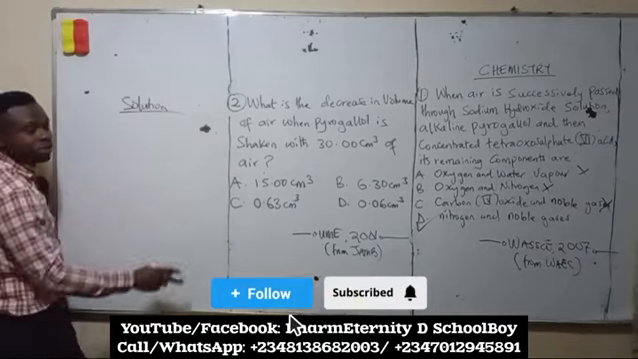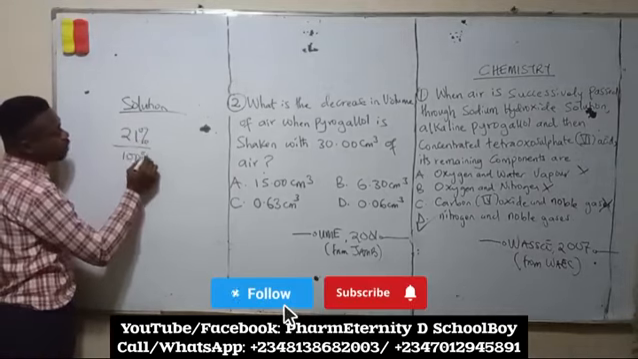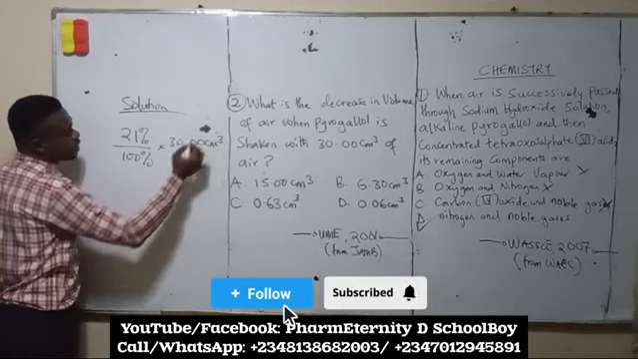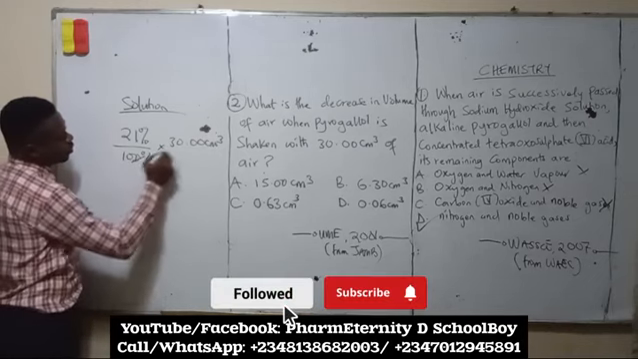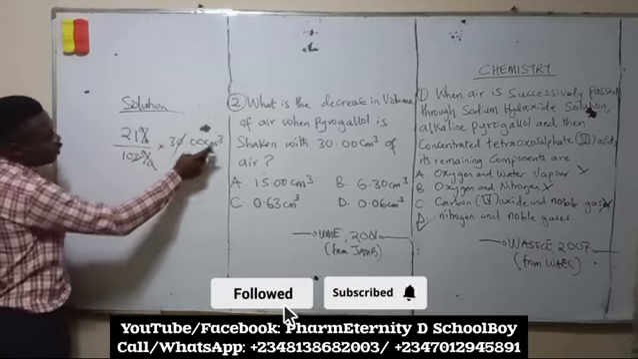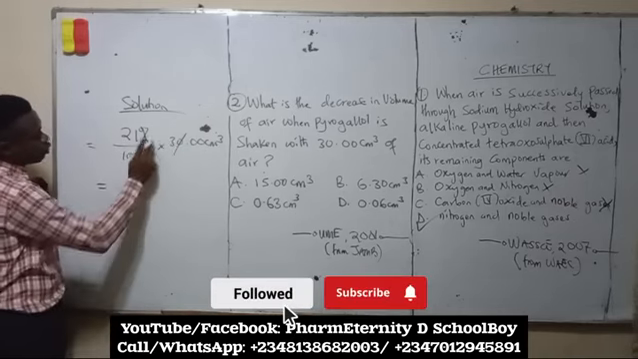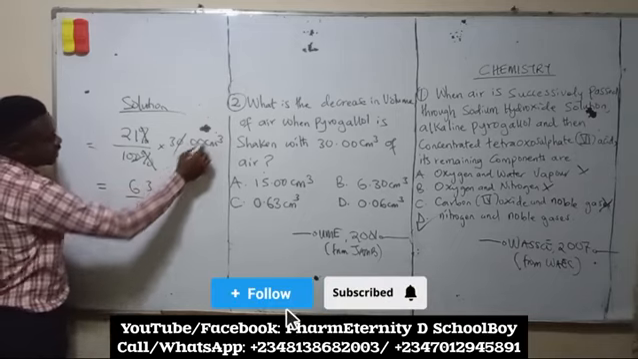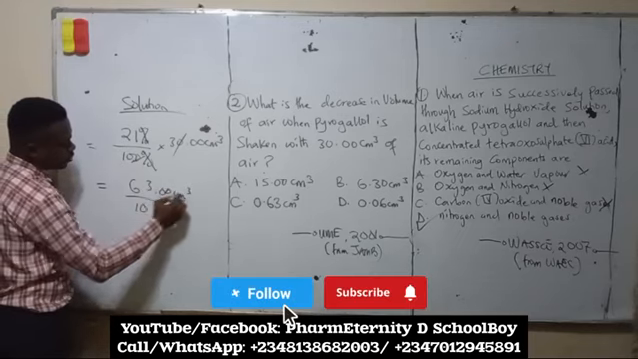So 21% of 30 cm3 is simply 21% over 100% times 30.00 cm3. If we divide through, the 21% will cancel the percent. We are left with cm3. 21 times 3 is what? 63 over 10. Remember, there's cm3 here. 63.00 cm3 over 10.